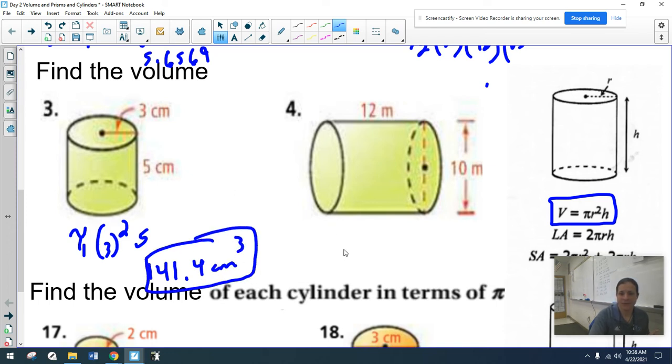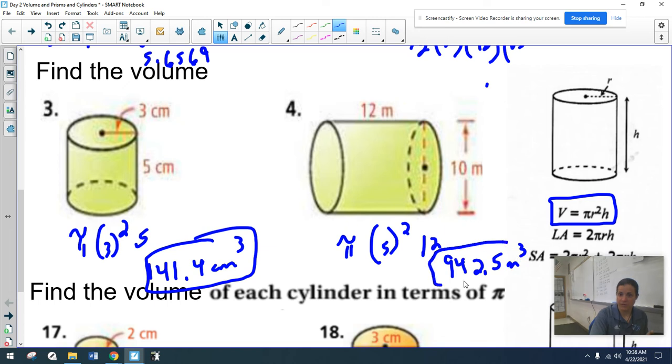Okay, same over here. So I've got pi times r squared h. Just make sure if they give you diameter, you cut it in half. So I've got to multiply all those together and get 942.5, and that'll be meters cubed.